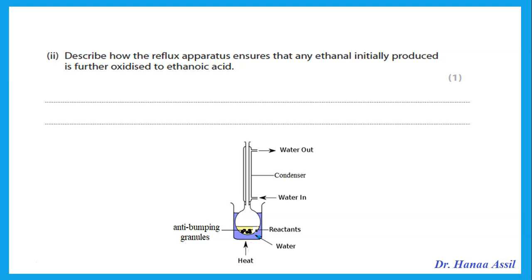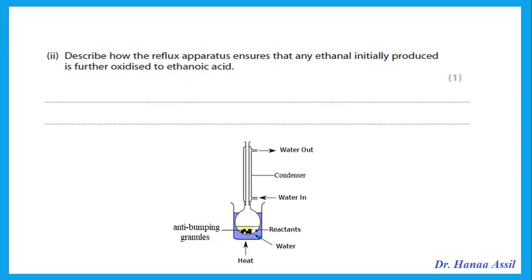Remember, this is the apparatus for heating under reflux. Please notice the condenser is in a vertical position, water goes in at the bottom, goes out at the top, and the flask contains something called anti-bumping granules. These are placed in order to prevent formation of large bubbles during boiling, so that it prevents violent boiling or splashing out of the flask. So this is the setup for the heating under reflux.